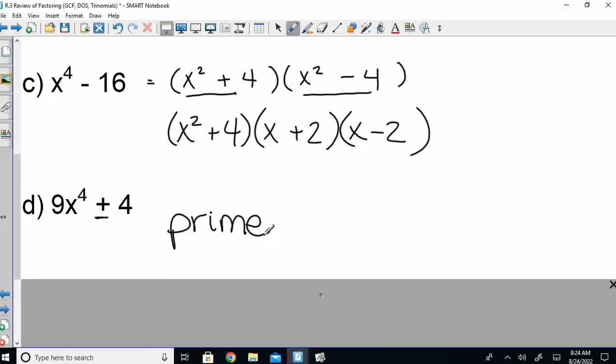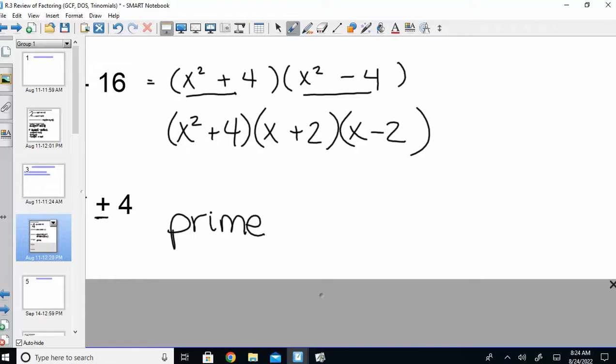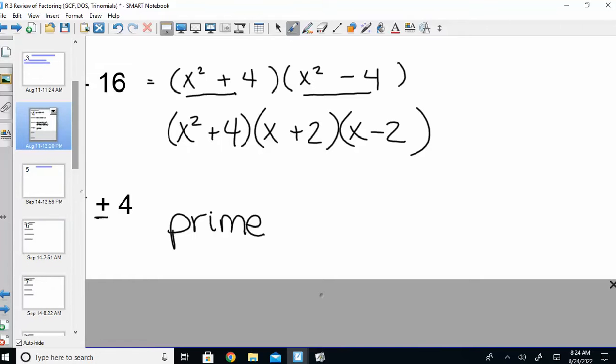Okay, so we've done GCF and difference of squares. So far, so good? I want to look at one more type today, and then that'll probably be as far as we get. Let's talk about trinomials a bit.